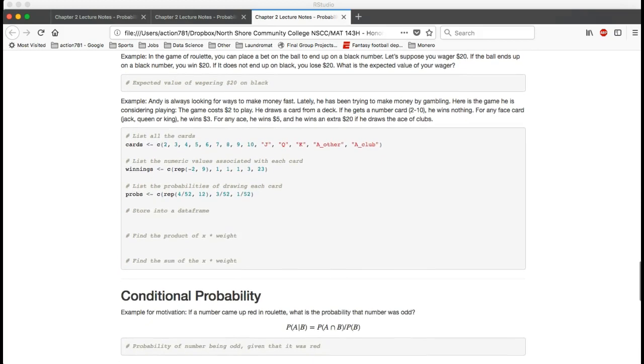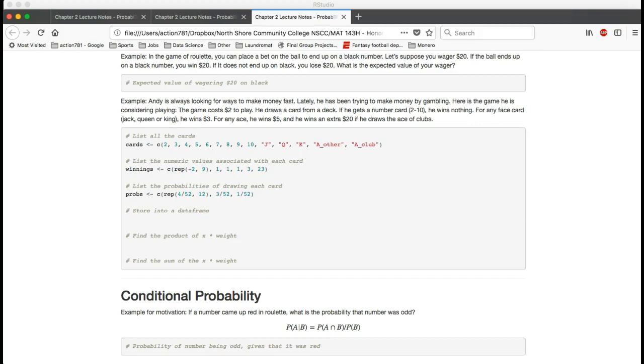In the game of roulette, you can place a bet on the ball to end up on a black number. You can look back at the roulette wheel to get a sense of what that means. Let's suppose you wager $20 on this. If the ball ends up on a black number, you win $20. If it does not end up on black, you lose $20. What is the expected value of your wager?